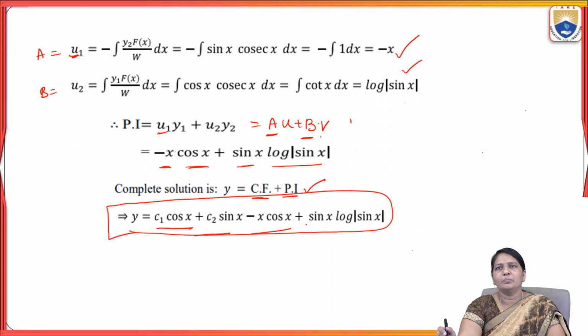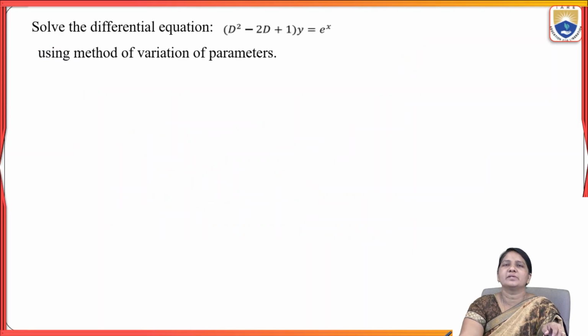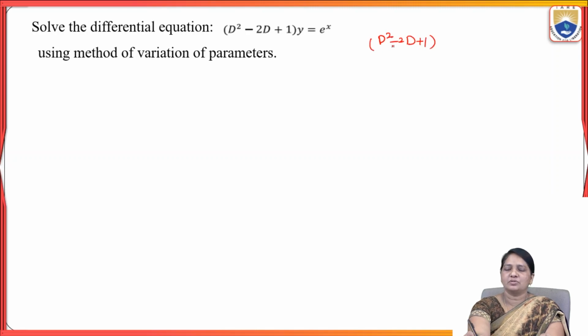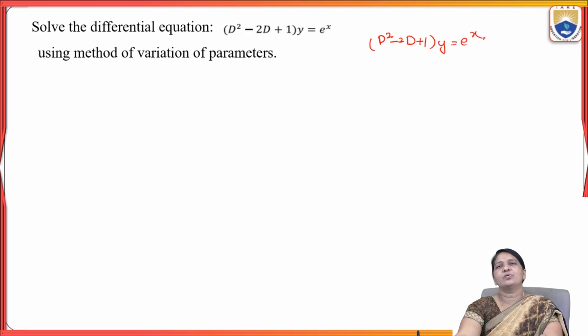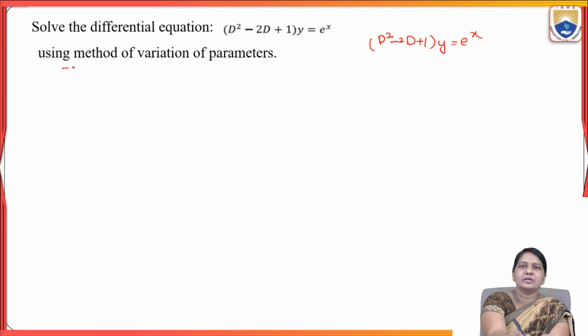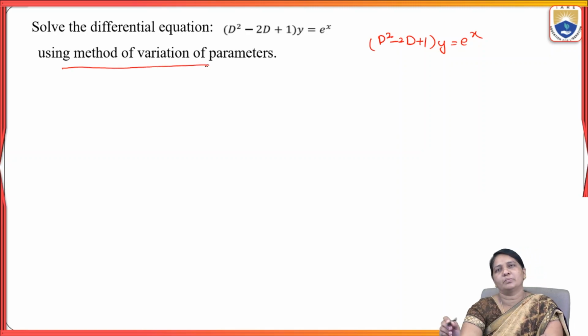So we will move on with one more example here. Please observe clearly and you can learn this method very easily. So solve the differential equation. What is the differential equation? D square minus 2d plus 1 into y is equal to e power x. So we have to solve this equation using the method of variation of parameters.